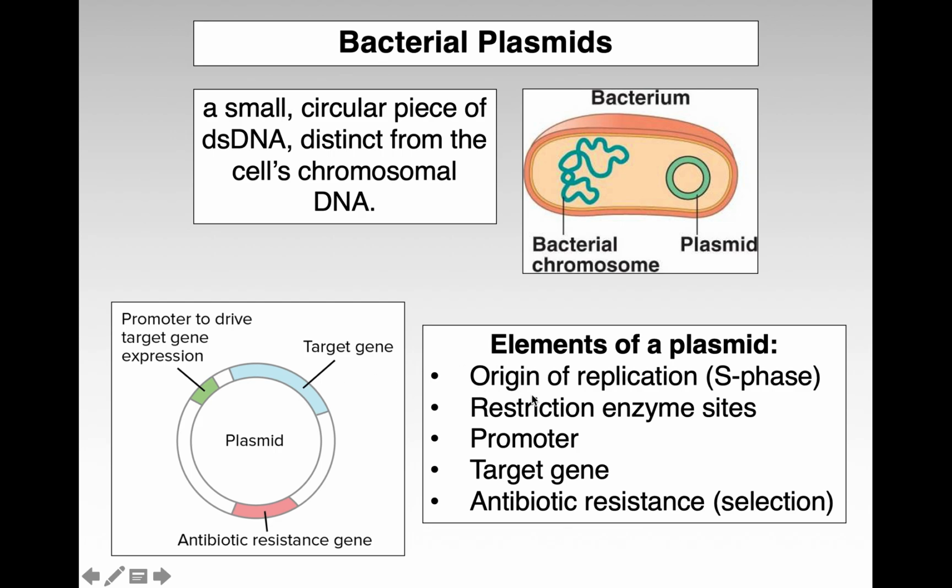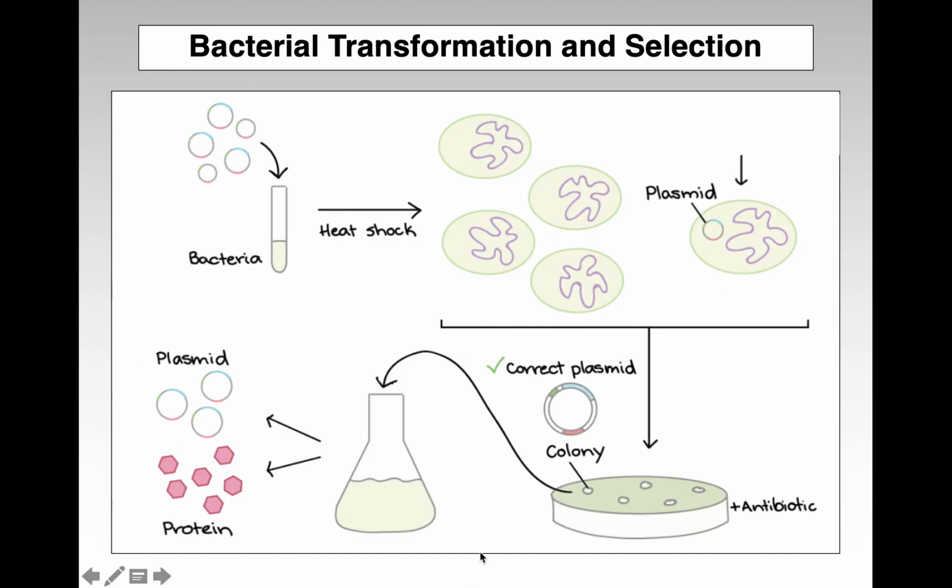So in a plasmid, you have to have an origin of replication, right? That is where DNA is going to replicate during S phase of interphase. Restriction enzyme sites, usually all over, so that we can cut that plasmid and add different things that we would like. You need to have a promoter that will drive expression of a target gene. And remember, promoters are necessary in order to transcribe the gene that is downstream from it. And then you have to have an antibiotic resistance gene so that we can select or figure out which plasmids have what we're looking for.